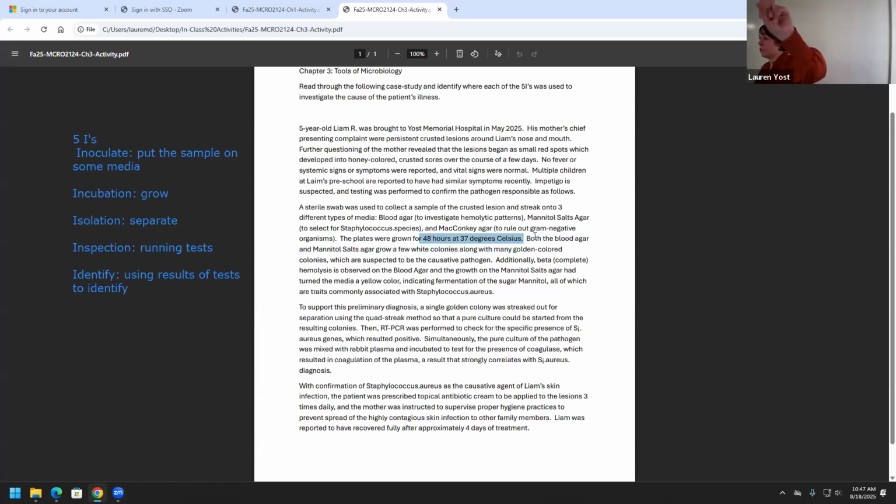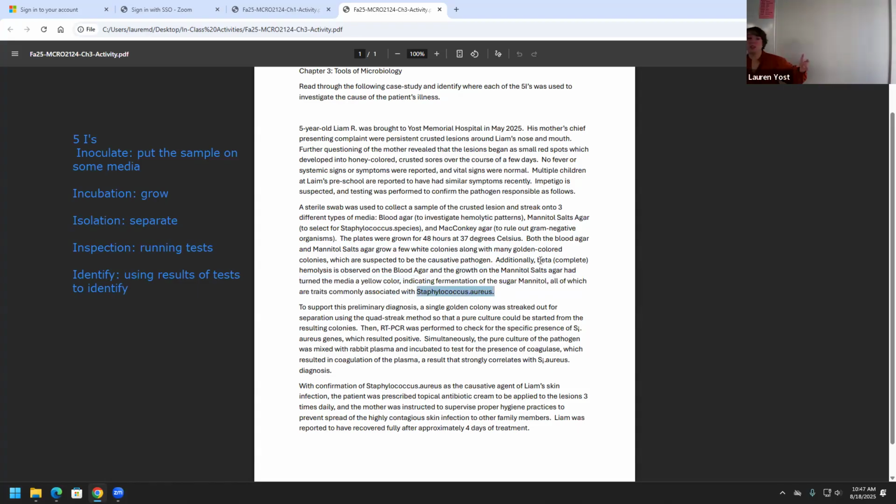That's our incubation. So we've gone through inoculating some media and incubating it. Both the blood agar and the mannitol salts grow some colonies that have a golden color. We had complete hemolysis on the blood agar, which is breakdown of the red blood cells, and growth on the mannitol salts turned it yellow. Both of these things indicate Staphylococcus aureus.